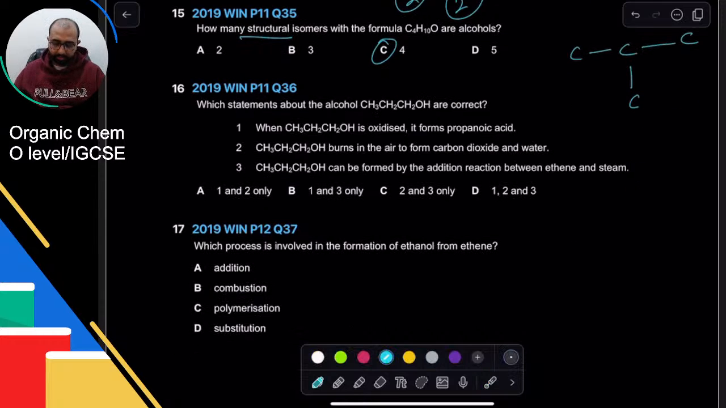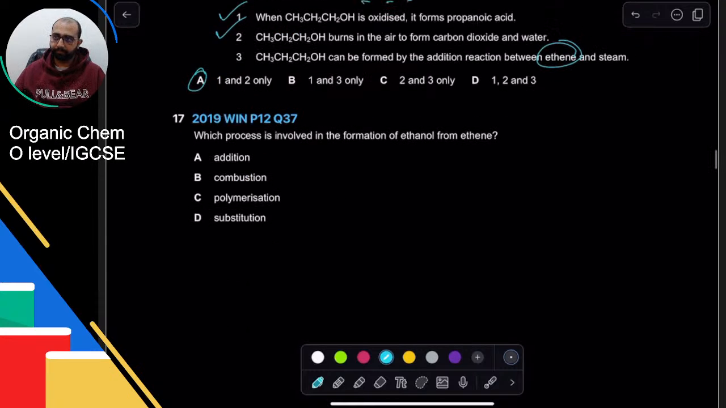Next question. Which statement about the alcohol is correct? So I have 3 carbons, so propanol. When this is oxidized, it forms propanoic acid. Yes, because propanol है, propanoic बनाएगा. When this burns in air to form carbon dioxide and water, air has excess oxygen. That is true. This can be formed by addition reaction between ethene and steam. Nope. You can't add a carbon by just reacting with steam. That's not possible. So 1 and 2 only. A is the correct answer.